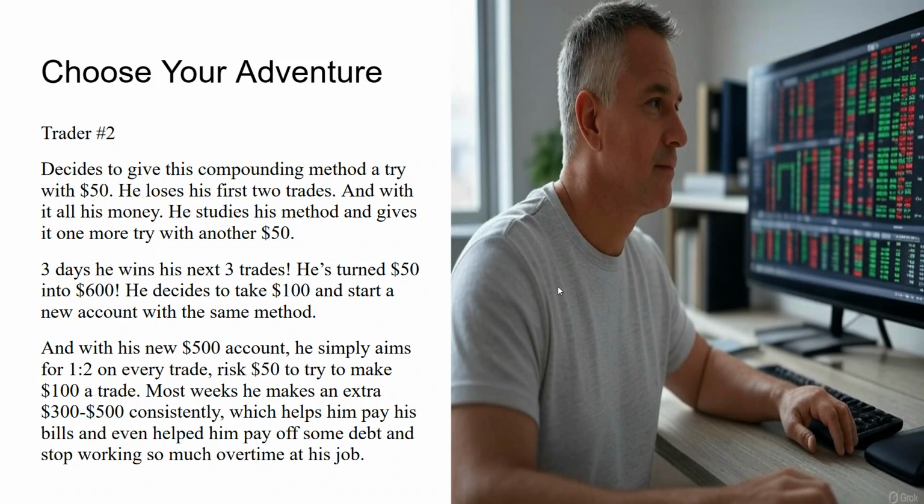That money, that side money, has helped him pay off some debt, stop working so much overtime on his job, and just enjoy life a little more now that he doesn't have to worry about trying to turn $50 into a million. He just likes consistency. He likes safe, predictable returns, and that's what he's doing, and that's what he's making. So this is Trader 2.